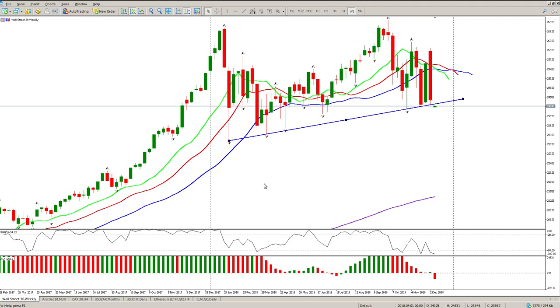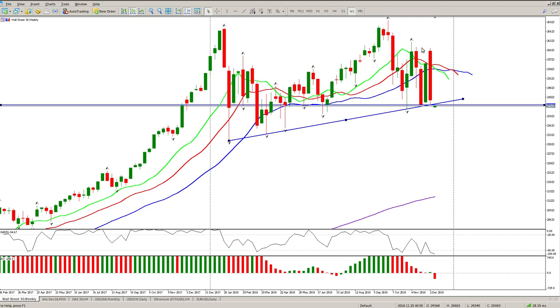The key element here is obviously this trend line, but more importantly is going to be the breakouts below my inside tails. So that is my inside tail there. It's a fractal level, which is pretty important, and a break below that is going to be fairly bearish for the Dow Jones.